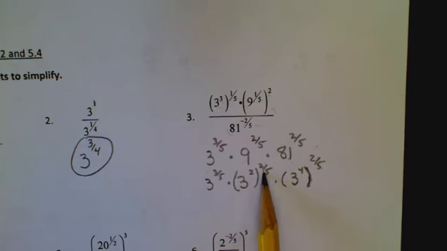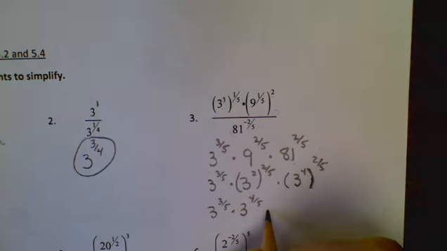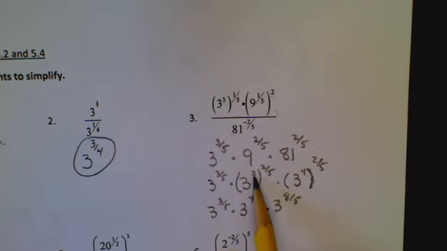So now I have a power raised to a power in both of these, so I'm going to multiply the exponents. 3 to the 4/5 and 3 to the 8/5. Again, all I'm doing is multiplying. 2 times 2/5, here I'm multiplying 4 times 2/5.